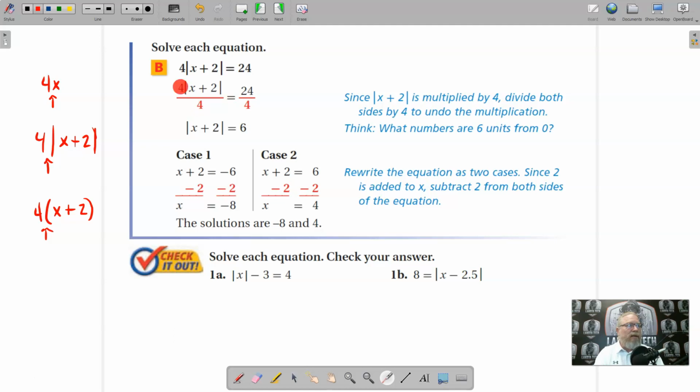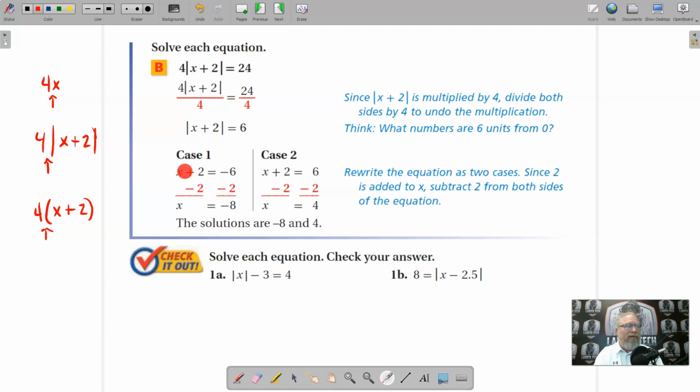So these 4's on the left here are going to cancel each other, leaving us with just the absolute value of x plus 2. And 24 divided by 4 equals 6. Now we have the absolute value section of the equation isolated on the left side of the equation. So our next step is to consider two cases. Remove the absolute value bars and take what's inside of the absolute value bars, the x plus 2, and we're going to use that in both cases.